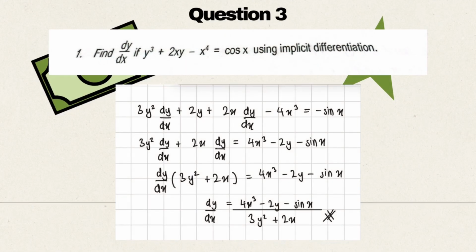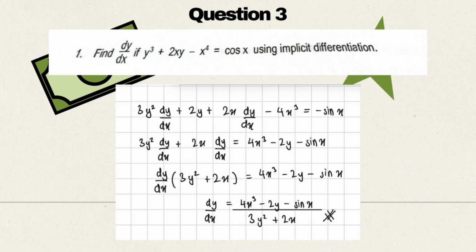Next, we go to question 3, which is also using implicit differentiation. So, we need to find dy/dx if y to the power of 3 plus 2xy minus x to the power of 4 equals cos x. First, we need to differentiate all the terms in the equation. On the left side, it will be 3y squared dy/dx plus 2y plus 2x dy/dx minus 4x cubed equals negative sine x.